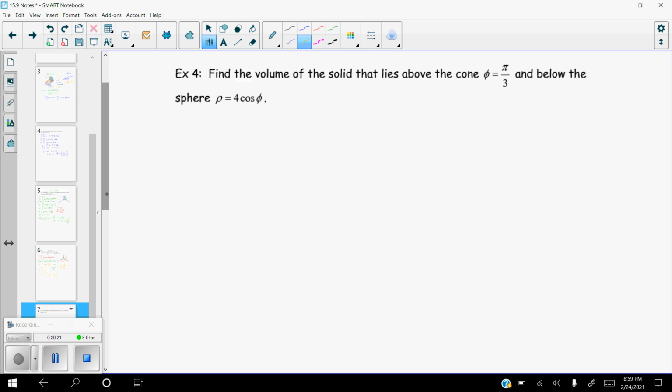All right, so let's find the volume of the solid that lies above the cone phi equals pi thirds, and below the sphere rho equals 4 cosine of phi. Okay, first thing we might want to do is sketch this.